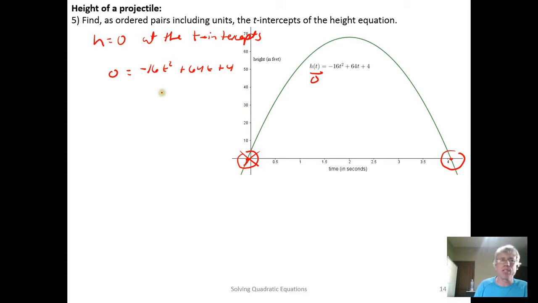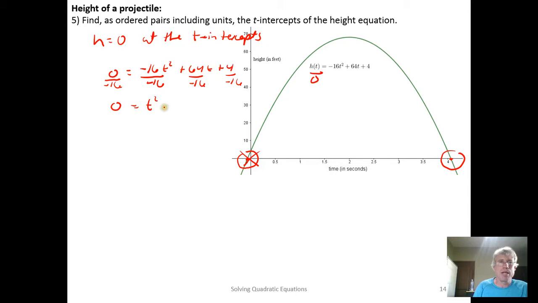I can solve this either using the quadratic formula, or I can complete the square. I'm going to choose to complete the square this time. So to complete the square, we know that the coefficient on the leading term t squared needs to be a 1, so I'm going to divide everything by negative 16, and then simplify. So 0 equals 1 t squared.